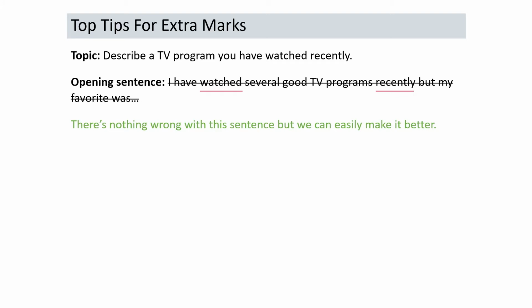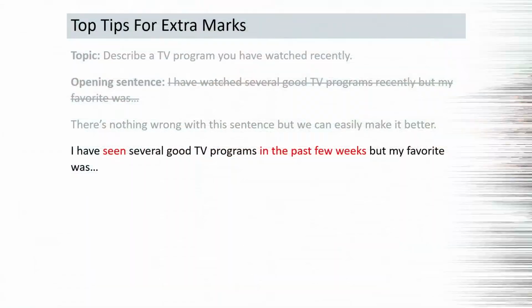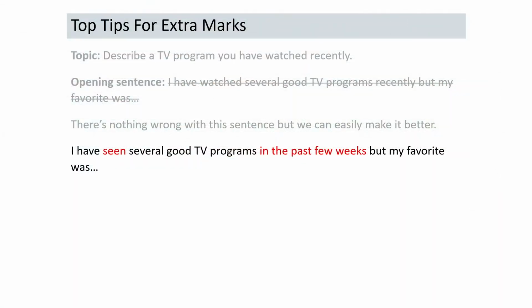Many students repeat the words on the cue card as I did in the example. I have underlined them. They are watched and recently. In order to get a band 6 and above, you will need to paraphrase the topic sentence and show that you are able to use your own language. Like this. I have seen several good TV programs in the past few weeks, but my favorite was.